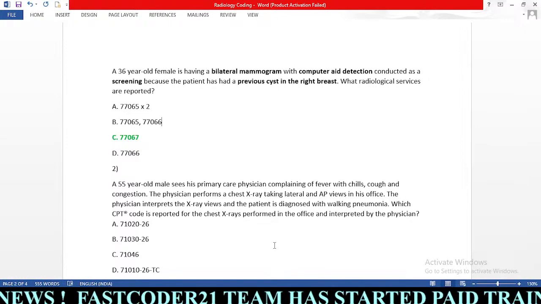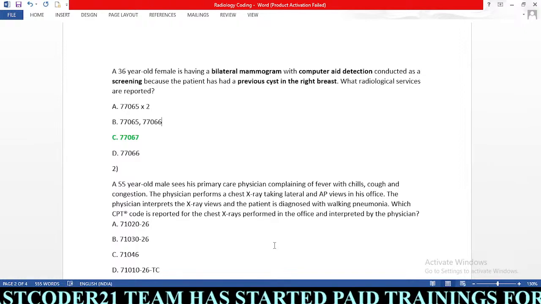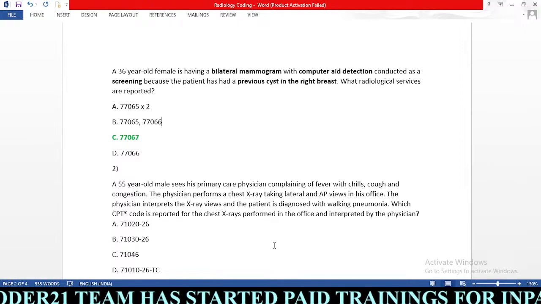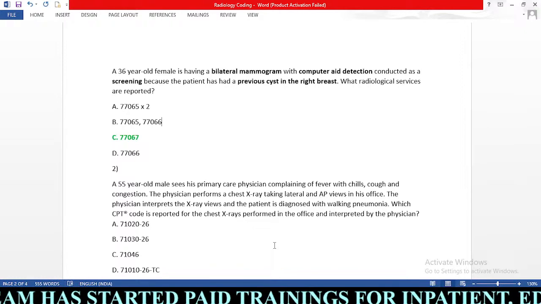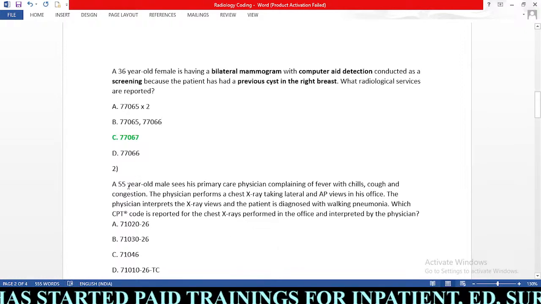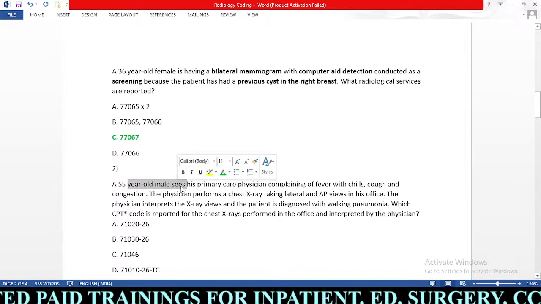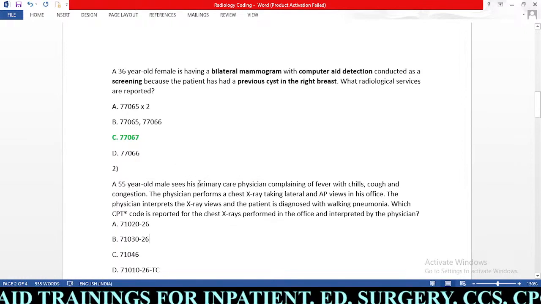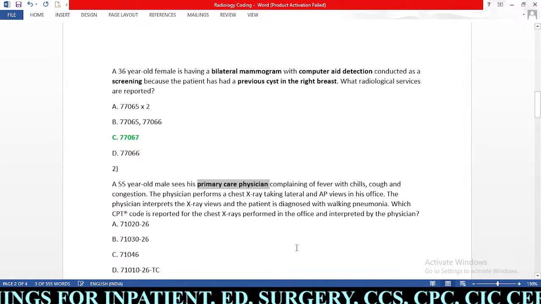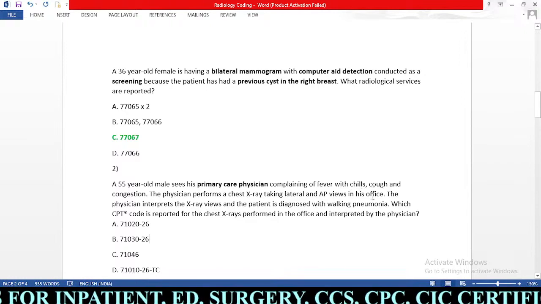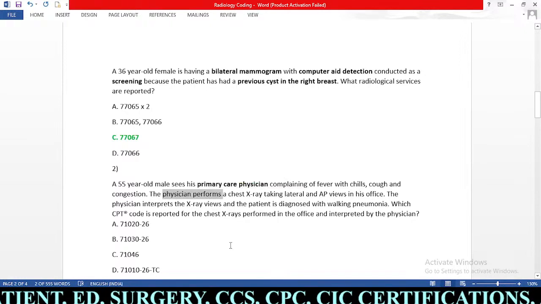If you don't have the CPT book, you can enter it in Google also, you can find the answer. If you know the description, that's enough, right? So write in Google also if you want. Yeah, thank you, Mamata. So here we will find the keywords first. A 58-year-old male sees his primary care physician. So this is one keyword. Complaining of fever with chills, cough, and congestion. The physician performed. So here, physician performed.